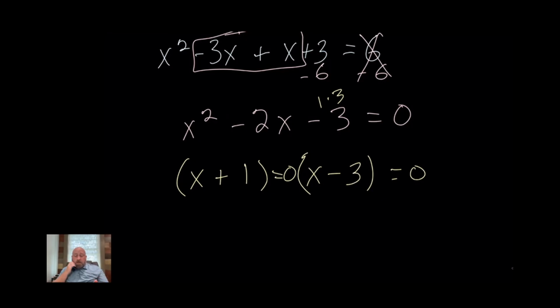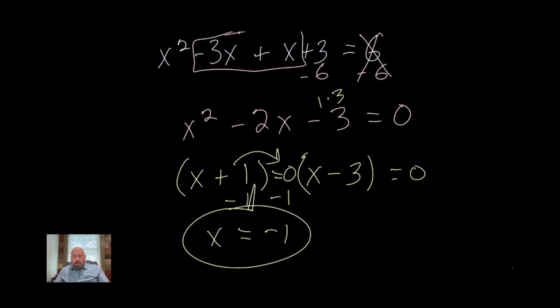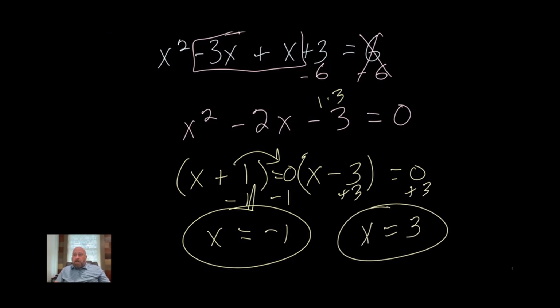That's our factors. And now we're going to move the 1 to the other side by subtracting 1 from each side and say that x equals negative 1. So there's one of our answers. And then here we're going to move the 3 over by adding 3 to both sides. x equals positive 3. So those would be our two answers there.